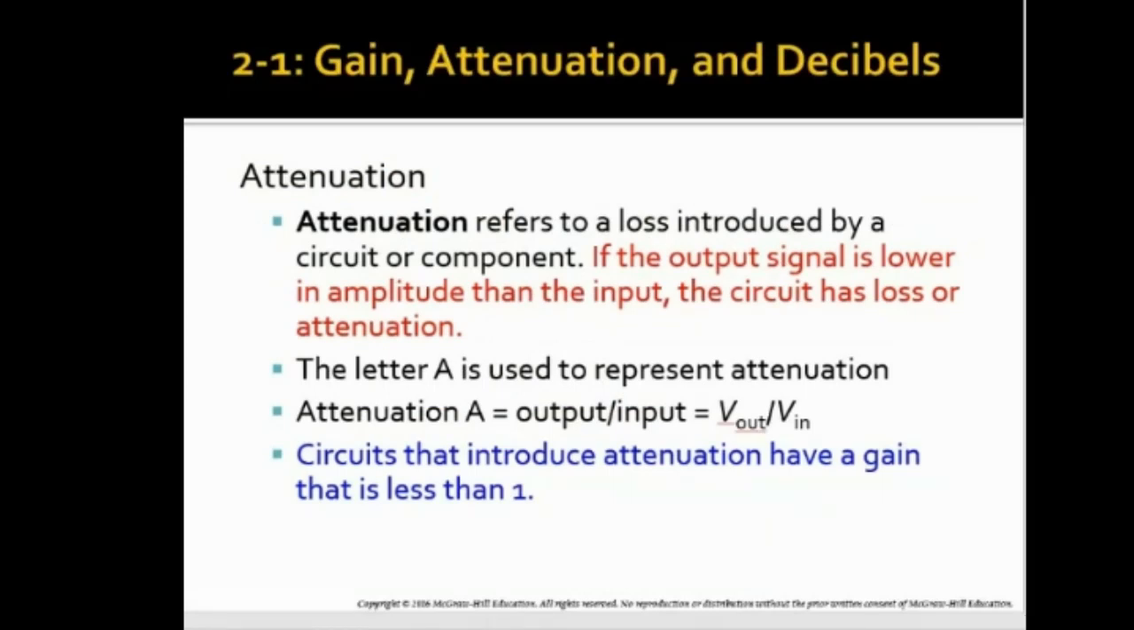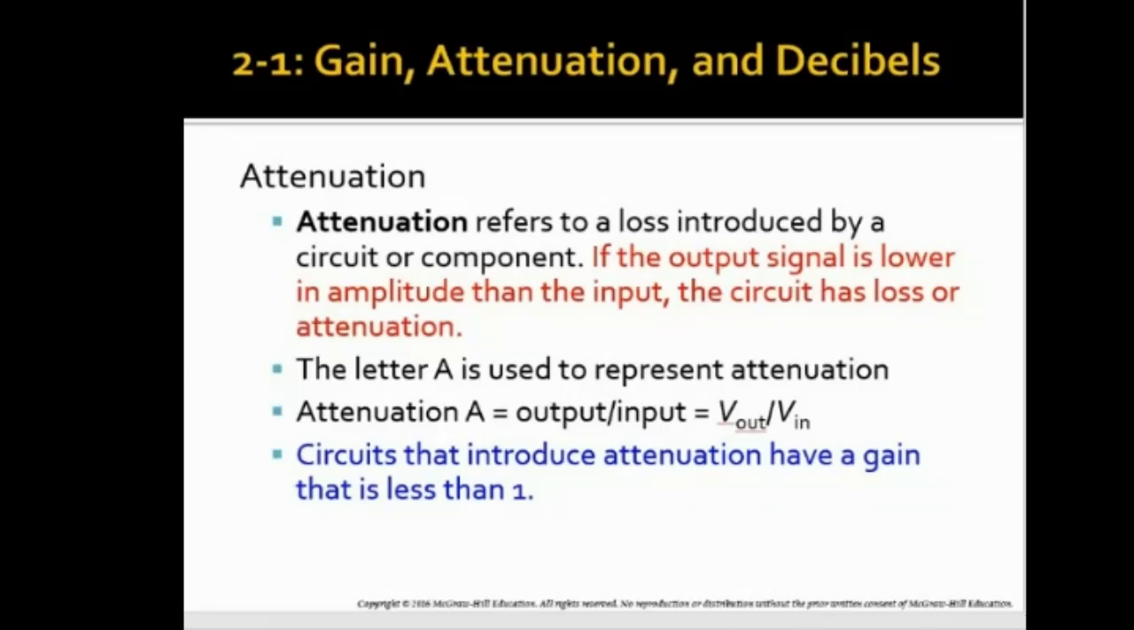Now let's talk about attenuation. Attenuation refers to a loss introduced by a circuit or component. If the output signal is lower in amplitude than the input, the circuit has loss or attenuation. This is unlike gain. In gain, the output is usually larger than the input, but for attenuation it is the other way around, so the output is smaller than the input.